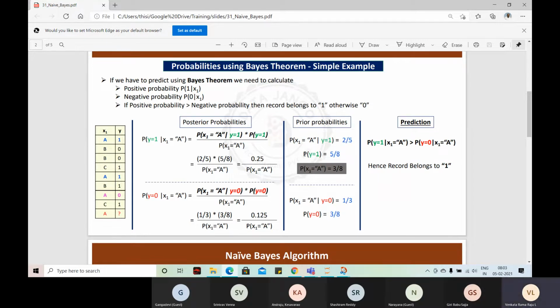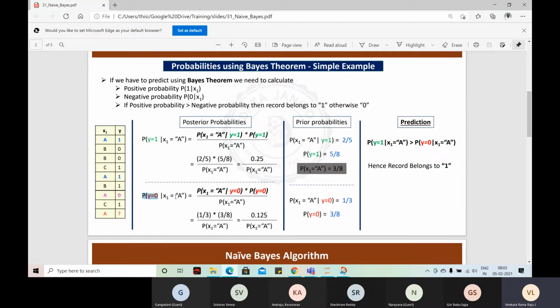Yes, sir. And the probability of y equal to 1, this you know already. How many records are there? Out of which how many ones are there? Right? 5 ones are there. I calculated that and substituted it into the formula. The numerator I am calculating, the denominator I am not calculating. There is a reason. The numerator is 0.25.